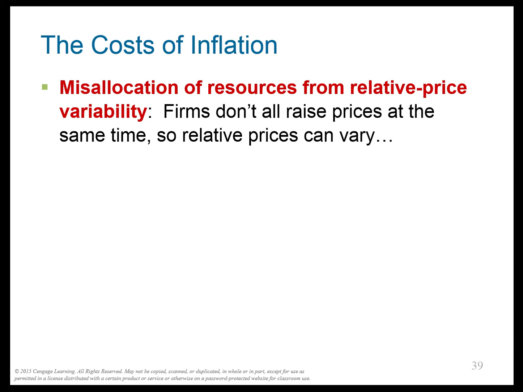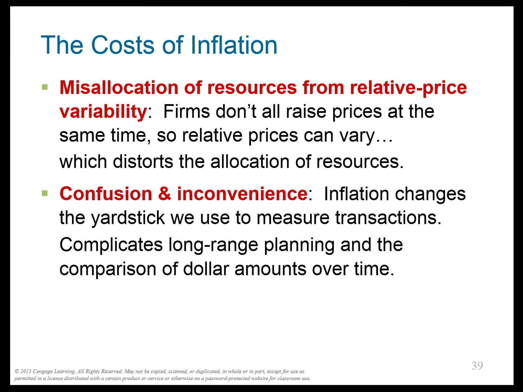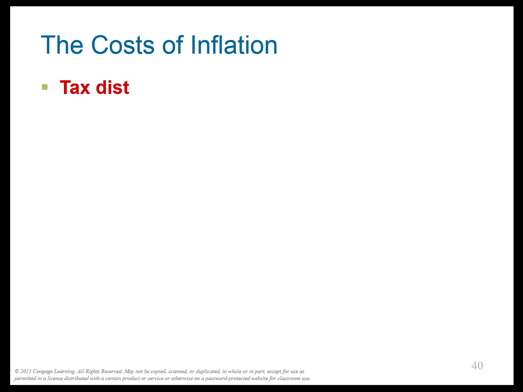This one's a little more confusing, but basically people don't understand what's going on. Is the general price level, i.e. inflation, going up, or are more people trying to spend money on my good? The firm doesn't know if this is just more people running and spending money on my good, or if everybody just has more money because of inflation. So it distorts the allocation of resources. Confusion and inconvenience arise all the time when we're not exactly sure if the money's going up because of inflation or because more people want the good. So it really complicates long-range planning.